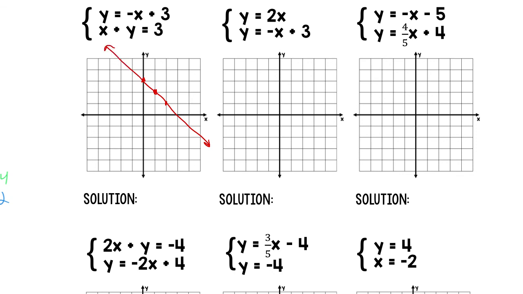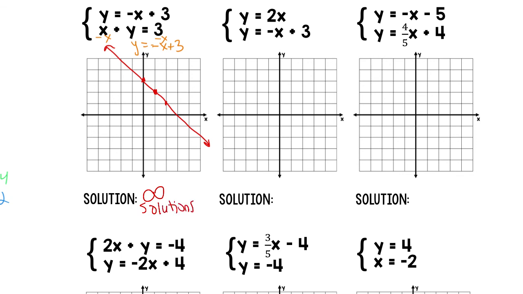There we go. Let's rearrange the second equation. We'll subtract x from each side, and we get y equals negative x plus 3. Oh, here we go. Negative x plus 3 on the top, negative x plus 3 on the bottom. Those are the same line.